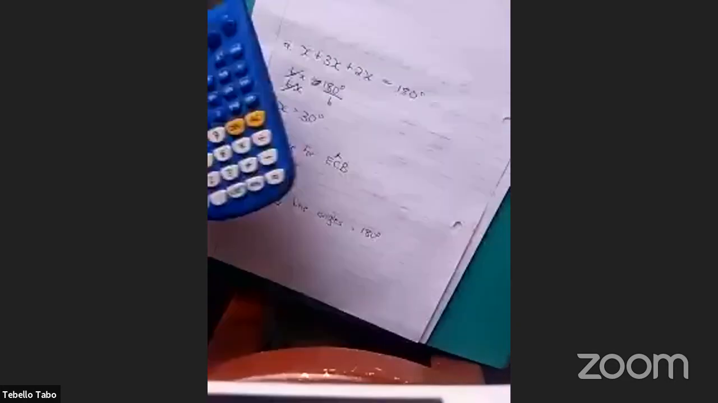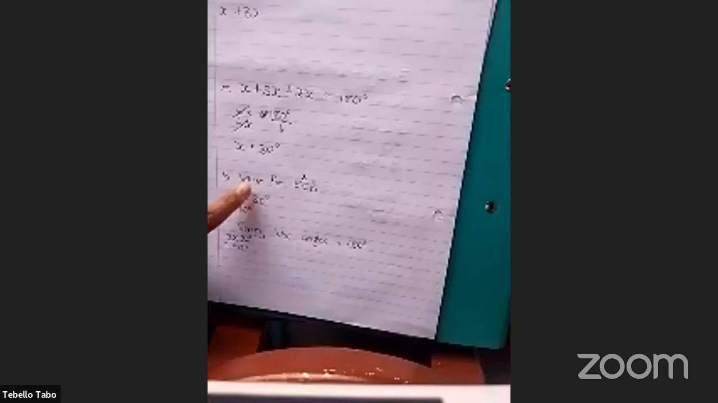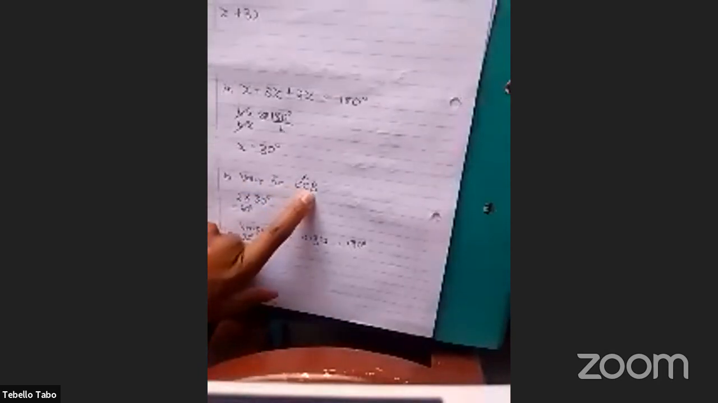Okay, guys, so here's our answers. Now we needed to find the value for ECB, and to do that we must first find the angle for ECB. Our angle for ECB is 2x. And then we'll say 2 multiplied by 30 degrees equals 60 degrees.